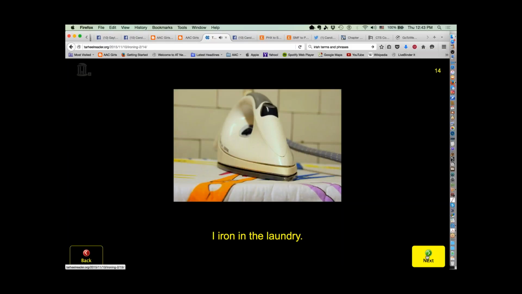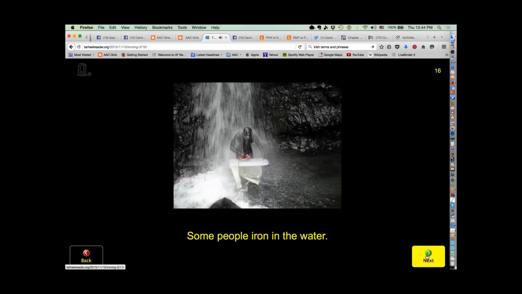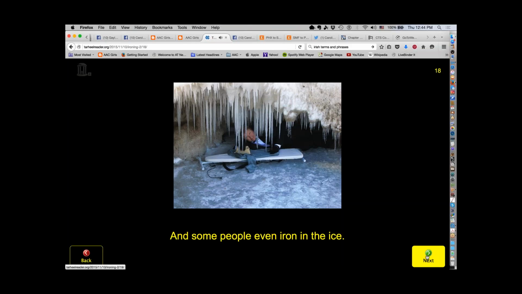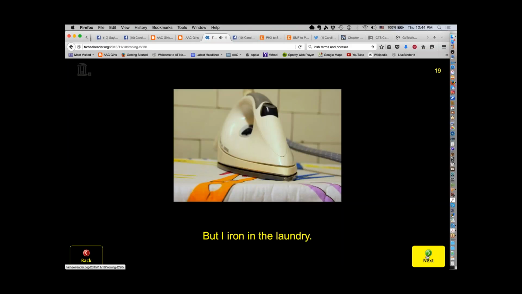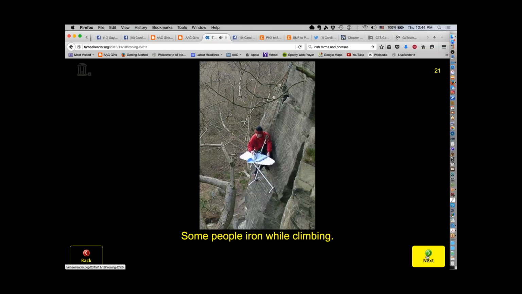I iron in the laundry. Some people iron while exhaling. Some people iron in the water. Some people iron while climbing. And some people even iron in the ice. But I iron in the laundry. I iron while I watch TV. Some people iron while climbing.